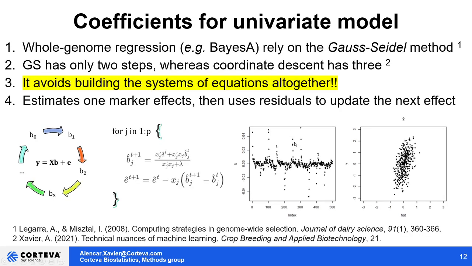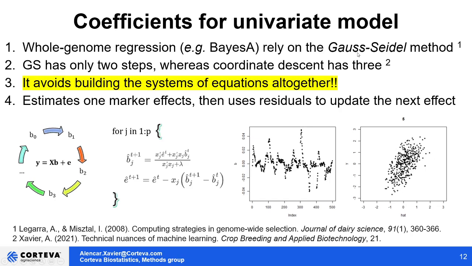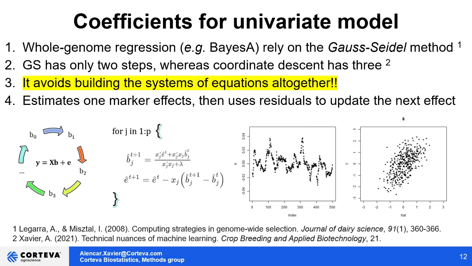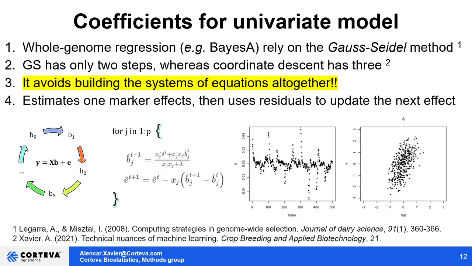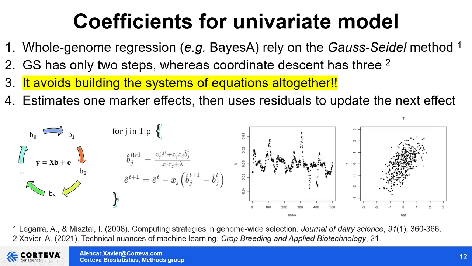Whenever we approach a whole genome regression like a ridge regression, we usually use the Gauss-Seidel method, which has as main idea updating one marker at a time. So instead of working with the whole left-hand side, we just solve one marker at a time, update the residuals, solve the next marker, update the residuals, solve the next marker. So it's a very simple system of equations. You update the marker, you update the residuals, you move to the next marker.